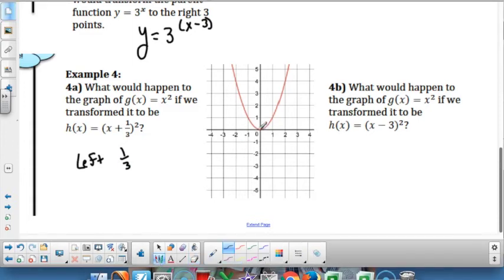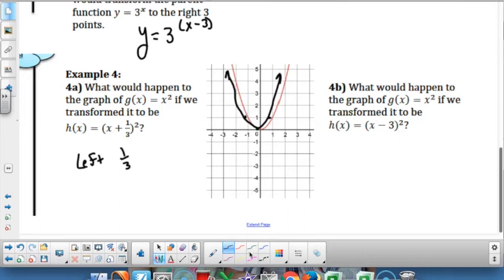So that means this point 0, 0 is now going to be negative 1/3, 0. This point 1, 1 is now going to be 2/3, 1. This point is going to be negative 1 and 1/3, 1, and I'm going to end up with the quadratic that looks very, very similar, but just slightly, oops, I can't draw parabolas, guys, but just slightly to the left. Pretend that's a straight line.